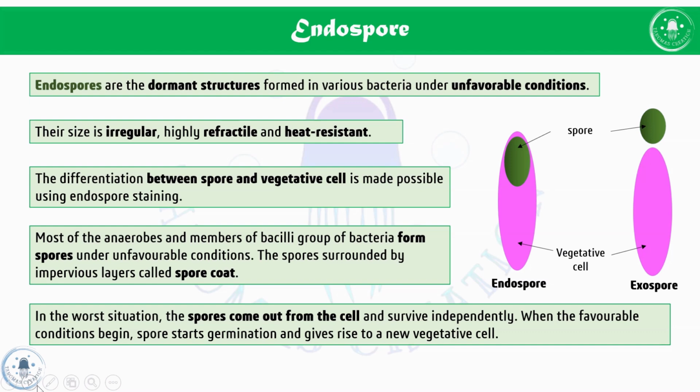In the worst situation, you can see the spore comes out from the cell, like the exospore, and it survives independently without the vegetative cell. When favorable conditions return, the spores start germinating on their own and give rise to a new vegetative cell. So each of the spores has the capacity to build a new vegetative cell and then come alive again. That is why spore-forming bacteria are very harmful to humans or any other animals. Spore-forming bacteria are highly pathogenic in nature.